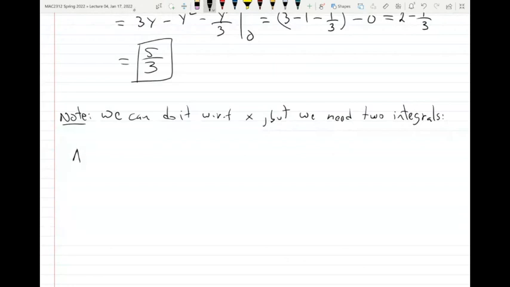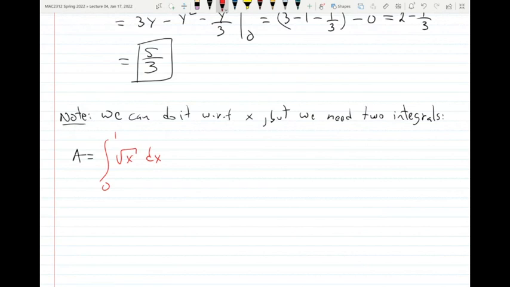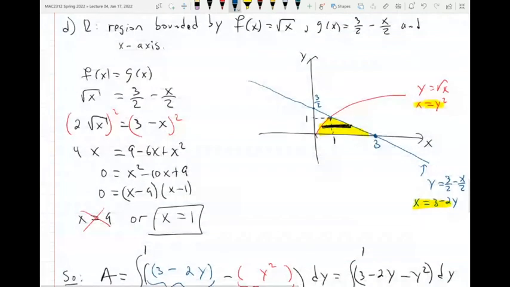So in this case, we're going to have the integral from 0 to 1 of the red function, which is square root of x, plus the integral from 1 to 3 of the blue function, which is 3/2 minus x over 2.